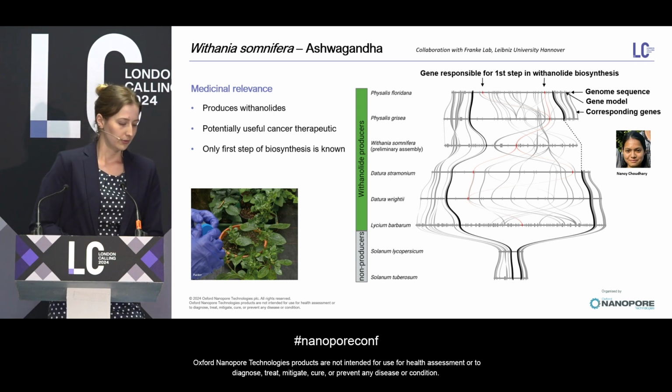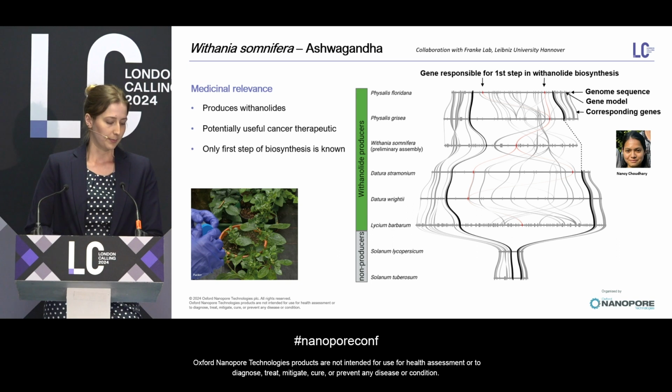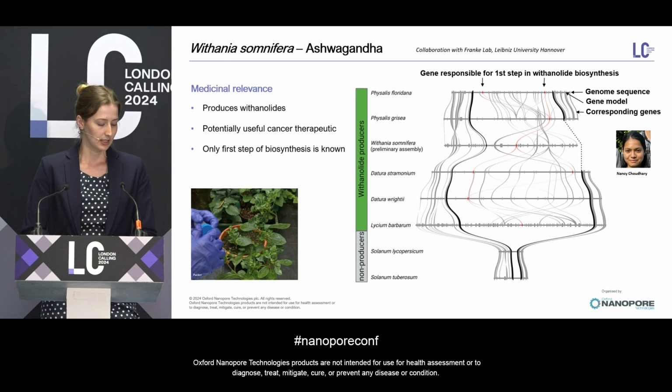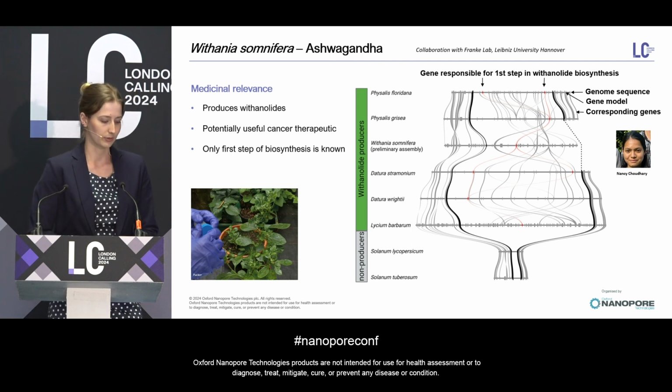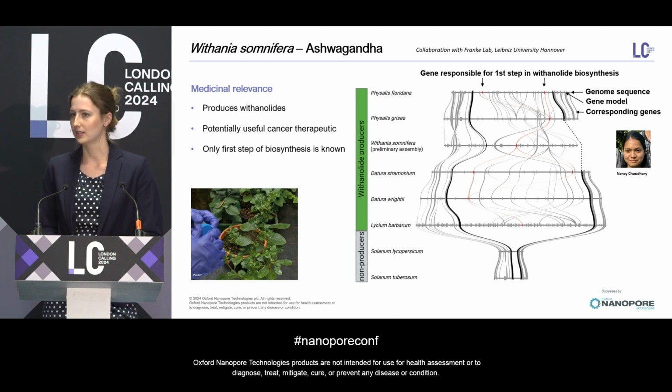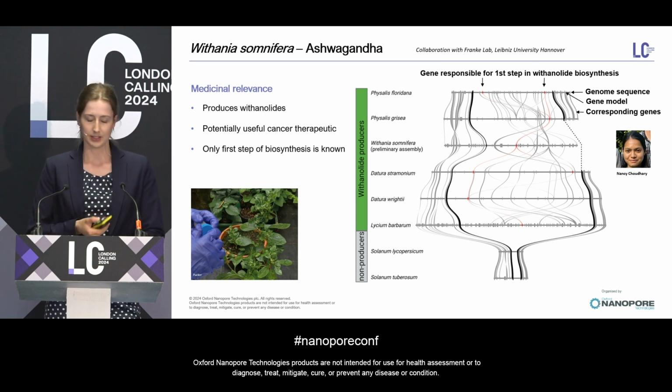Additionally, we found that the gene responsible for the first step in withanolide biosynthesis is duplicated, which is also shown in all of the withanolide producers. Our Withania somnifera assembly used for this synteny plot was a preliminary assembly, but in our most recent assembly we have also found the duplication. And with this we are going to move forward and see if we can identify more genes of this biosynthesis pathway to work towards the unraveling of this pathway as well.